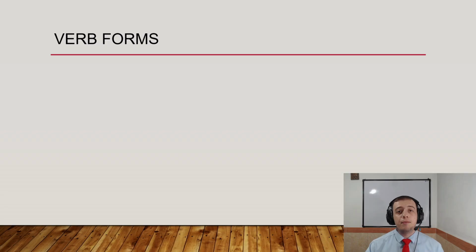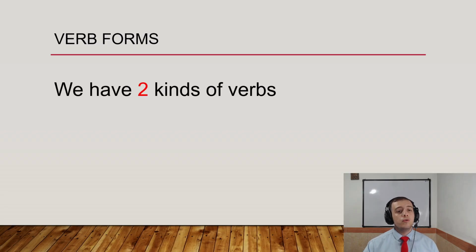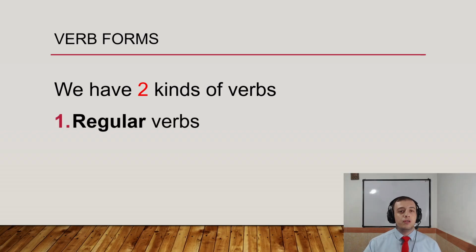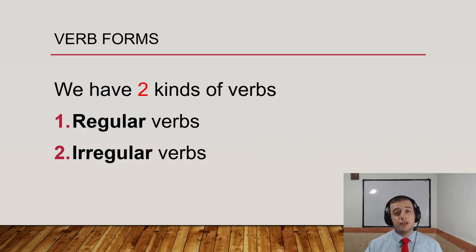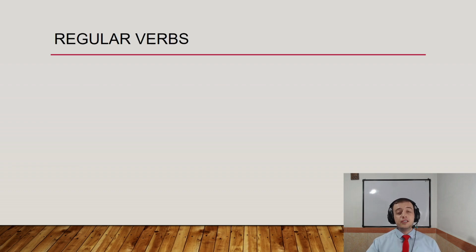Okay, so now let's focus on verb forms. In this grammar, we have two kinds of verbs. The first one is regular verbs, and the second one is irregular verbs. Don't worry about the names, we will focus on them and practice them. All right, let's just start with regular verbs. Can you guess regular verbs?